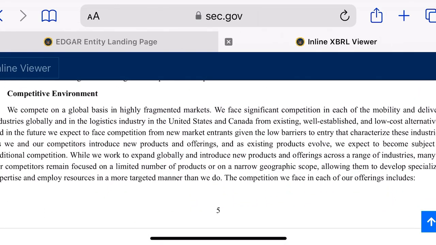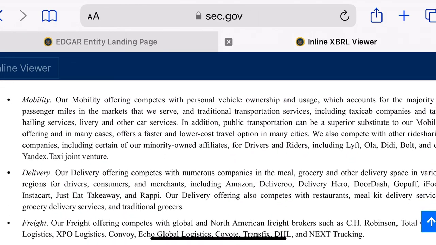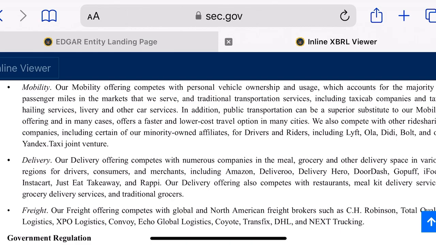Looking through competitive environment, that's a really big deal, especially in highly competitive industries. So like here in mobility, they're going to note, okay, you got to deal with Lyft, Ola, Didi, Bolt, Yandex, and then also taxi joint ventures. And then, of course, in the delivery market, you got Amazon, Deliveroo, Delivery Hero, DoorDash, GoPuff, iFood, Instacart, Just Eat Takeaway, and Rappi. So, you just have so many things there.